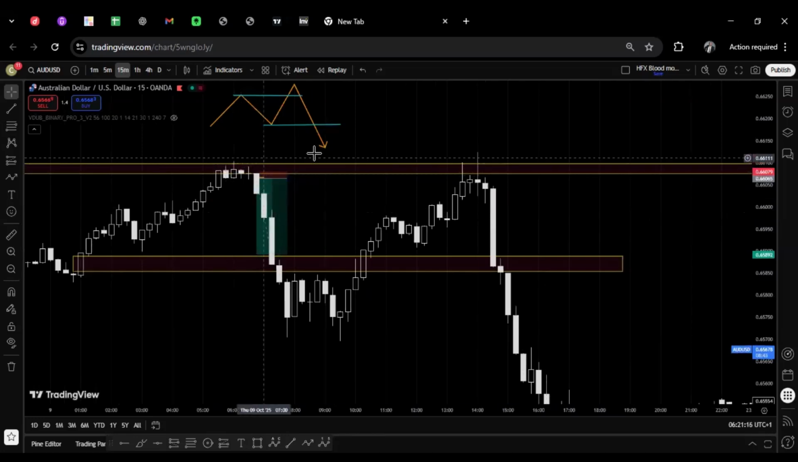Now, if you are to entertain this sell again, just have a healthy stop loss, so you don't get taken out here. These are cases where you take a sell and you get taken out before the market goes your way, right? Before the market goes your way.